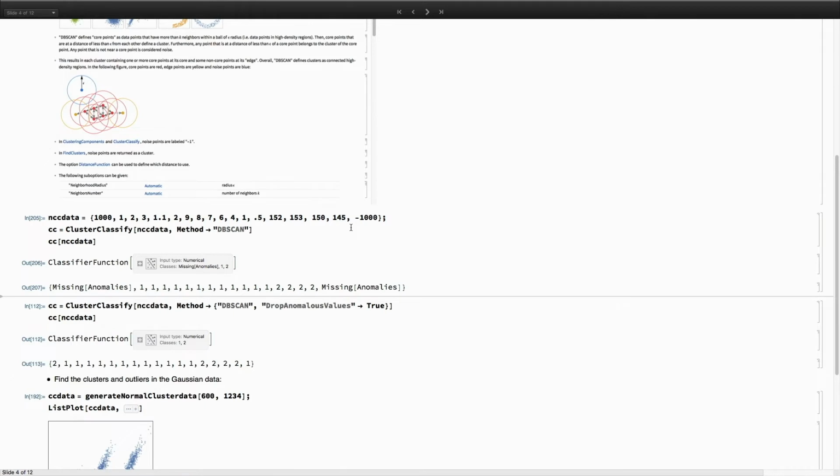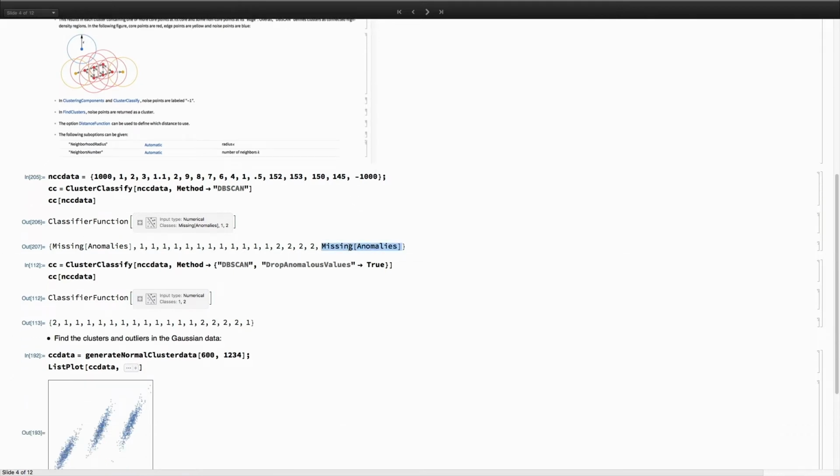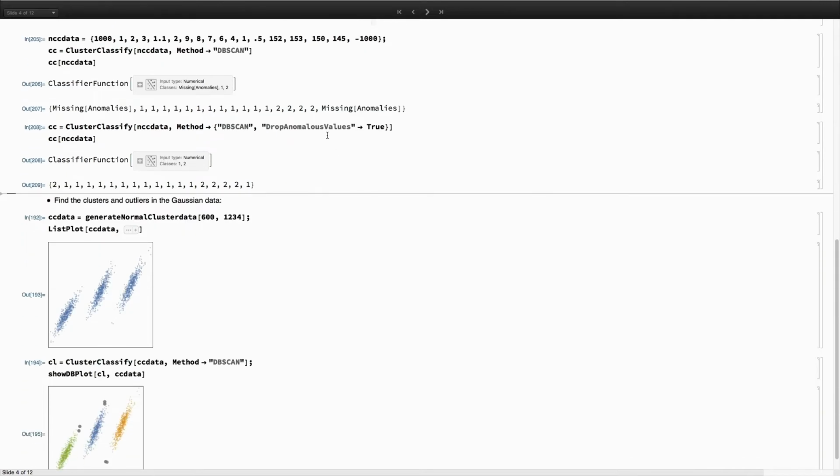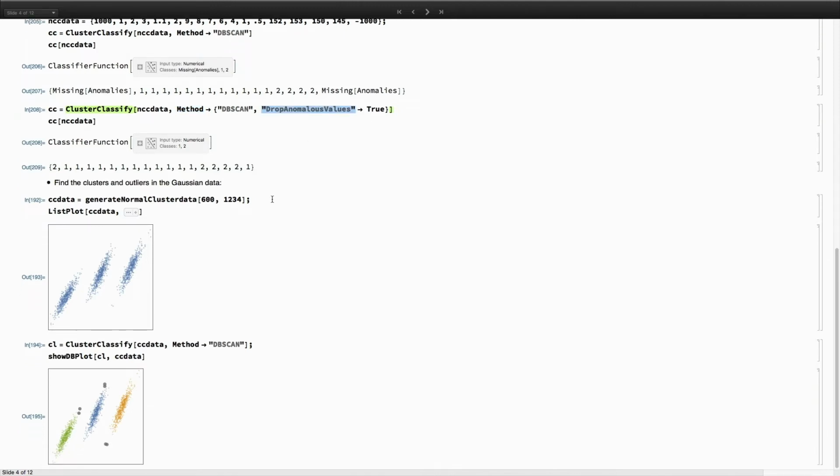The outliers would be labeled as missing labels, and you can just drop them if you want with a suboption of the method, drop anomalous values. It will be in 12.1. You can also see clusters of anisotropic Gaussian structure. You can also see the gray dots, or the outliers, picked by the DBSCAN method.